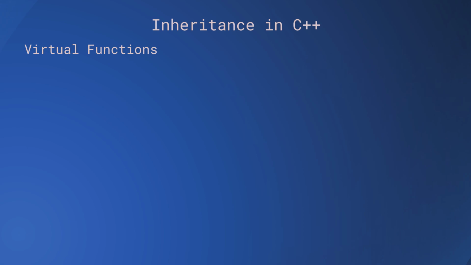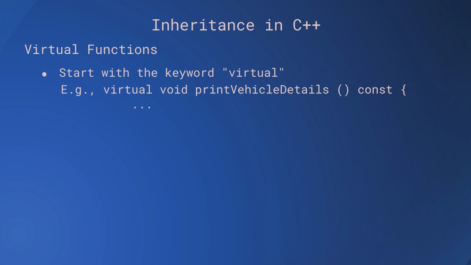Now we look at virtual functions, which is an important concept in inheritance. A virtual function starts with the keyword virtual. For example, virtual void print vehicle details. Virtual function means that this is the default implementation of a function in the base class. This can be overridden in the derived class with an alternate implementation.